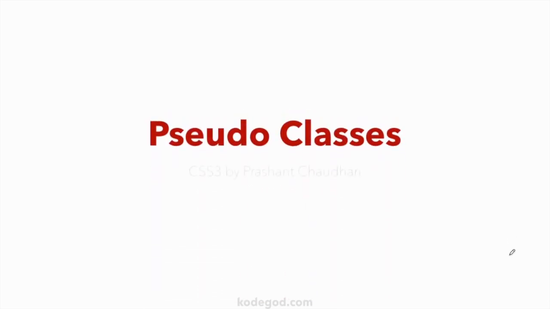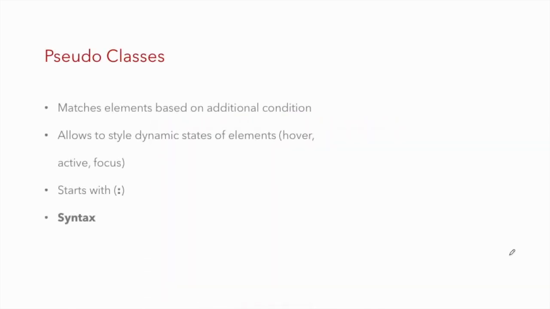Next we are going to learn about pseudo classes. Pseudo classes match elements based on the additional information provided along with the selectors. They allow dynamic styling for the different states of elements. For example, when we hover the mouse over links, or when the link is in active mode, or when the focus is set to one HTML element. These are dynamic states of elements, and when those states become active, the properties which we apply inside the pseudo classes will be applied.